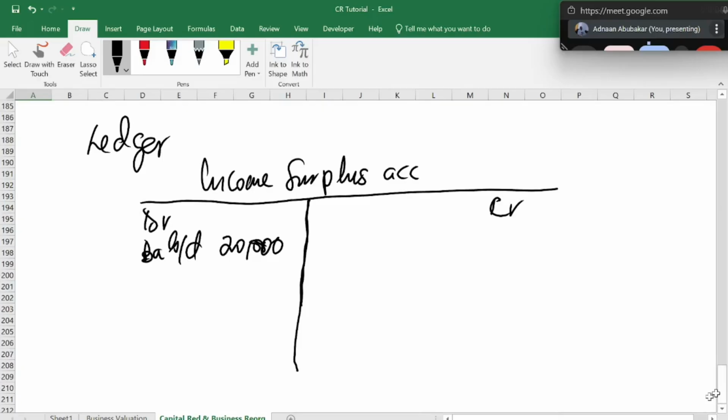Now, when that happens, and you open the ledger of income surplus like this, it will go to the debit side. So when you go to the debit side, the standard says that you should write it off. It means you should remove it. So this one you go to capital reduction account straight away.